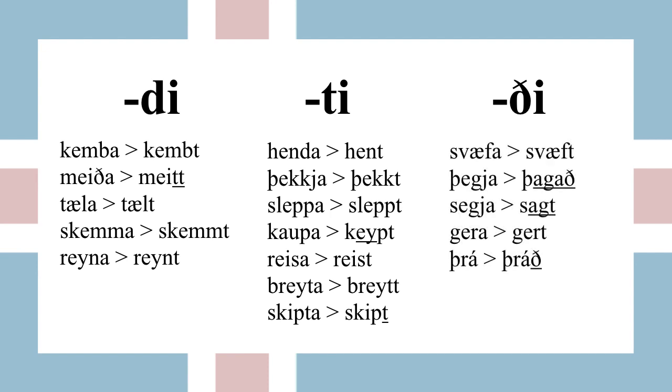For the next category, we have svæfa becomes svæft, þegja becomes þagað, segja becomes sagt, gera becomes gert, and þrá becomes þráð. So a couple irregular ones here. Þegja, of course, has a very strange past participle. Segja, we have the vowel turning into an a, sagt, and þrá, when it ends in a vowel, usually the past participle just has an eth.